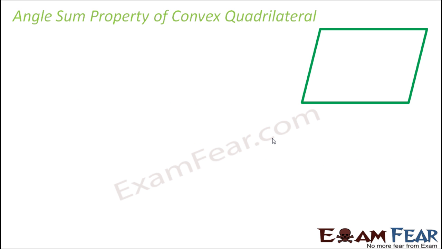First property that we would discuss is the angle sum property of convex quadrilateral. Throughout this lesson we are going to deal with convex polygons. We already discussed what are convex and concave polygons. In convex polygons all the interior angles will be less than 180 degrees. Another interesting thing, since I mentioned the term convex polygon, these convex polygons are also called bulging polygons.